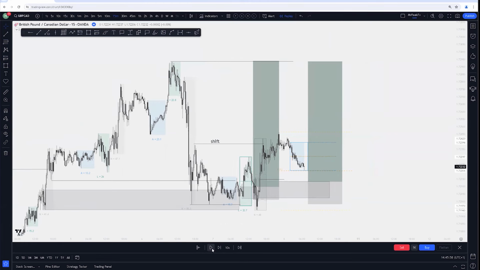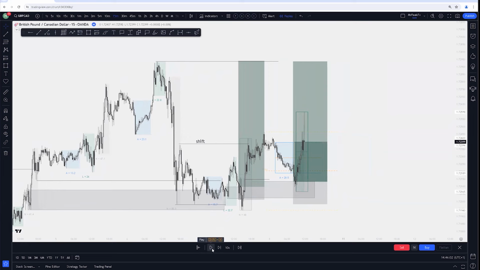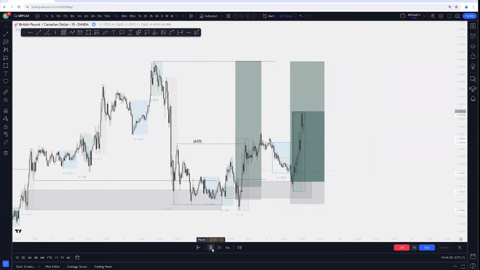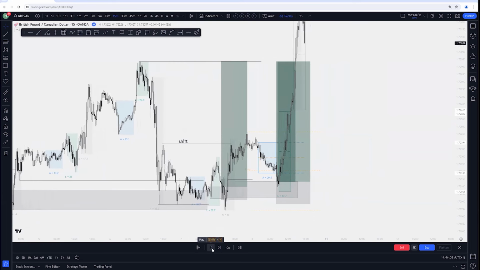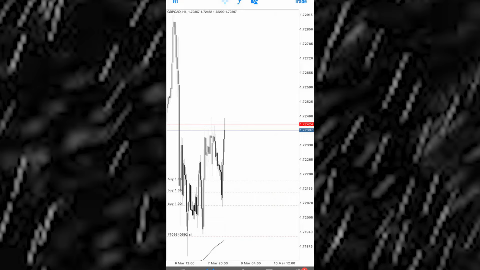So let's see what price did around this area. Price took out Asian low, tapped into that zone, and what happened? We actually traded higher and price met our targets. You can see the entry right there on the screen. So this is just how you should try to follow a trade.